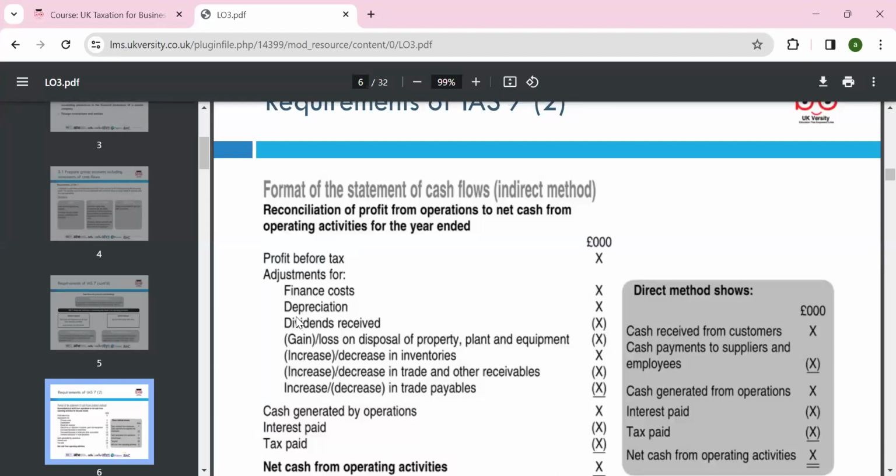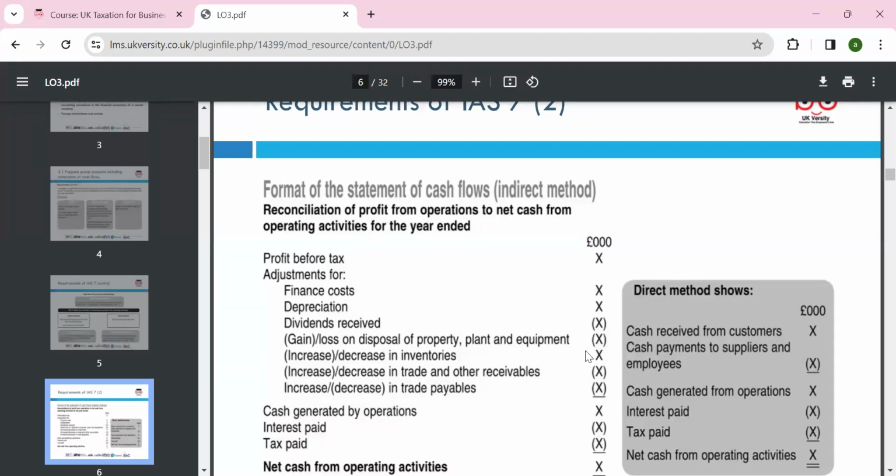Depreciation is a non-cash expense; if it's given, you add it back. If any dividend received is included, we need to deduct it to reduce our income, because dividend received comes under investing activity, not under operating activity. A gain on the disposal of the property is first added as other income in the statement of comprehensive income.